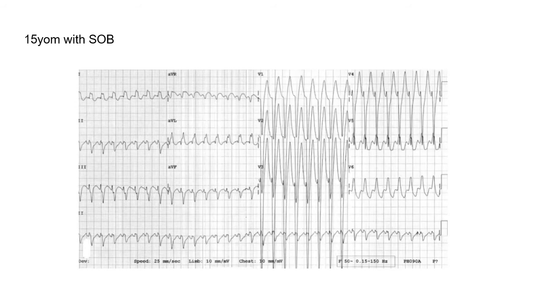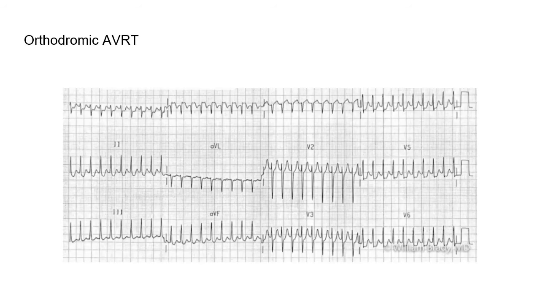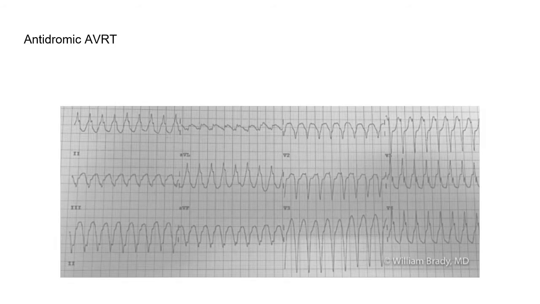Here's another example of a wide tachycardia, and it's regular. This is a 15-year-old with shortness of breath, unlikely to be V-tach given the patient's age, and so more likely to be an antidromic AV reentrant tachycardia. And then this is just an orthodromic AV reentrant tachycardia, a classic, more SVT picture. Just more examples.